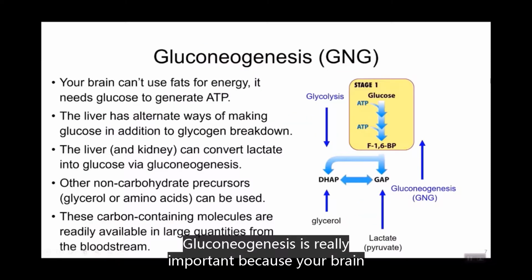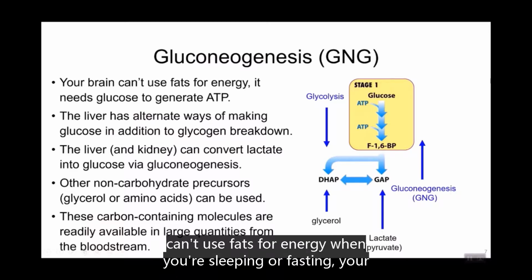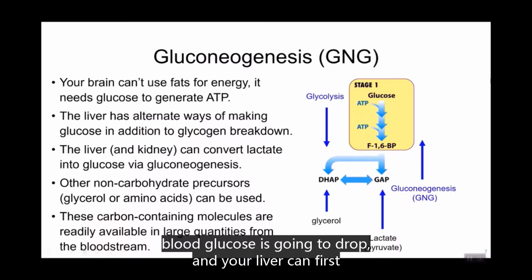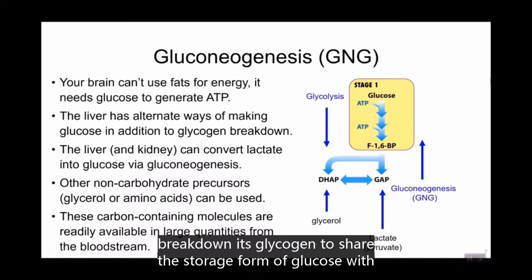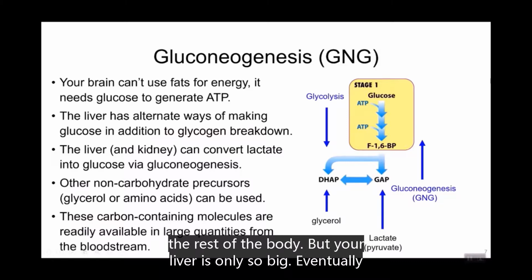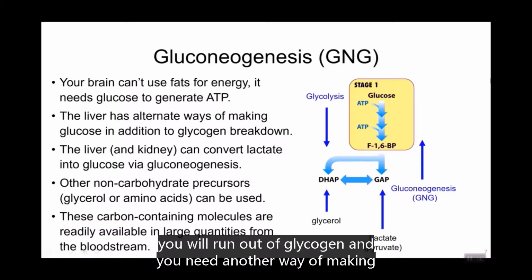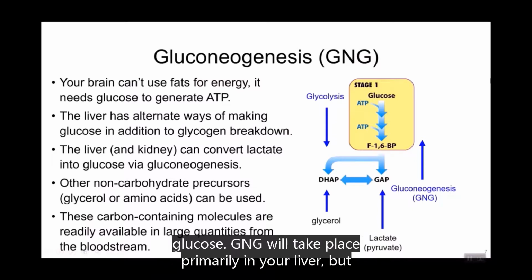Gluconeogenesis is really important because your brain can't use fats for energy. When you're sleeping or fasting, your blood glucose is going to drop, and your liver can first break down its glycogen to share this storage form of glucose with the rest of the body. But your liver is only so big. Eventually, you will run out of glycogen, and you need another way of making glucose.